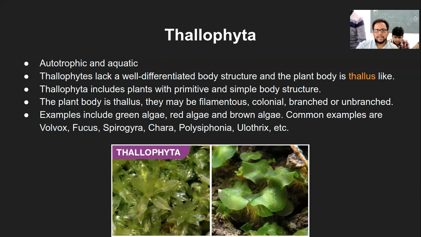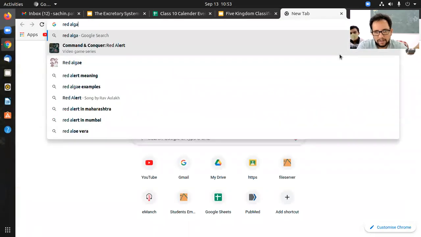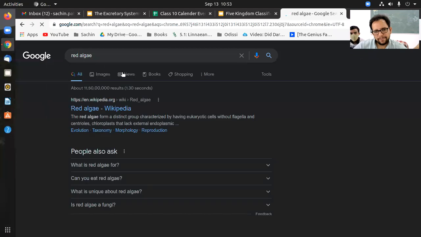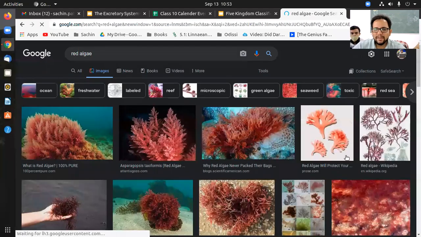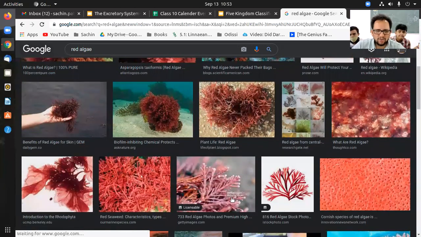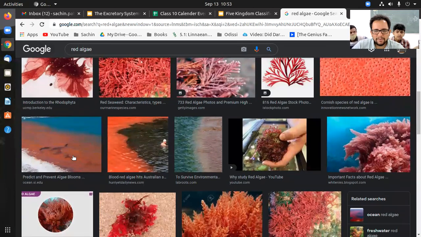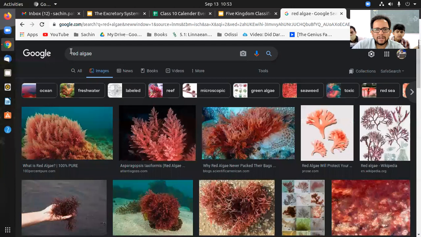Okay, so the examples include green algae, red algae, and brown algae. These are three different types of algae which are commonly observed. So let me show you that as well. Red algae. Again, you might have seen examples of red algae, but not so commonly around us, especially in the water bodies. No, this is different from the corals. Yeah, so that is red algae.